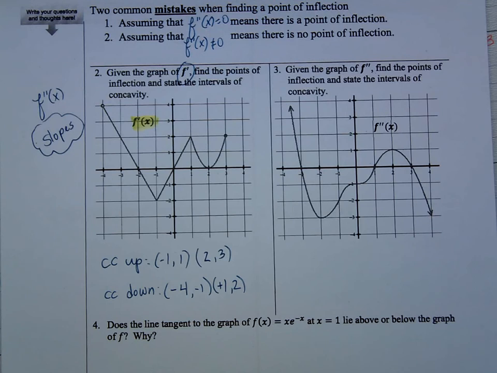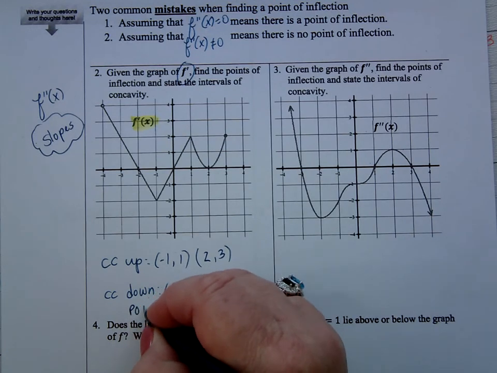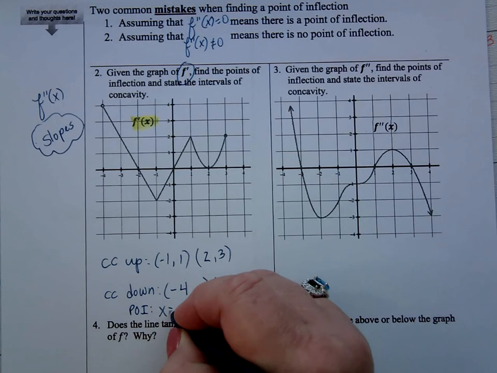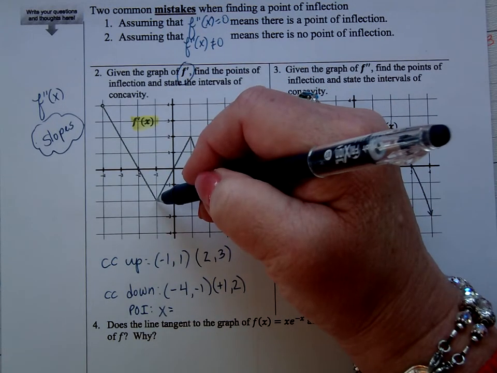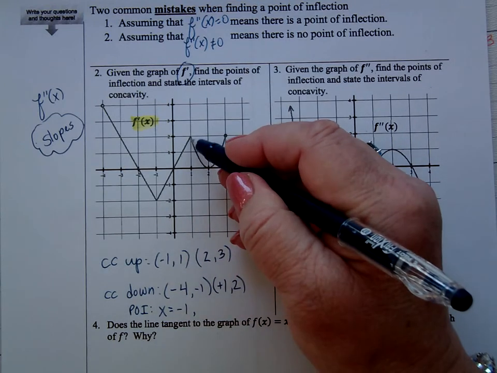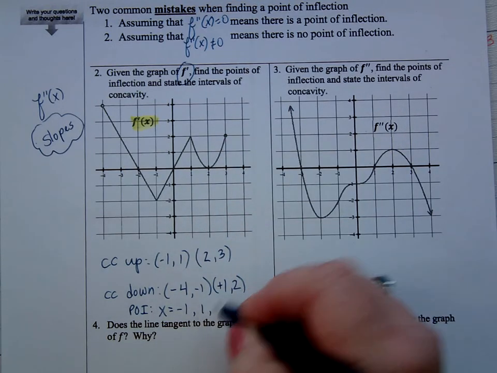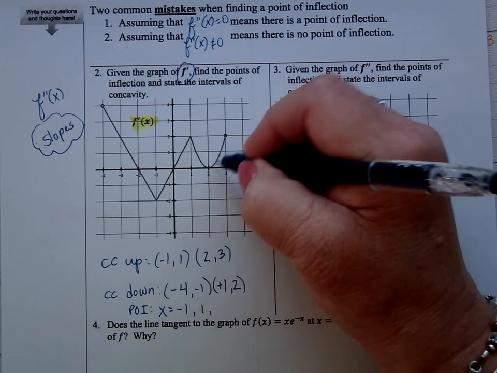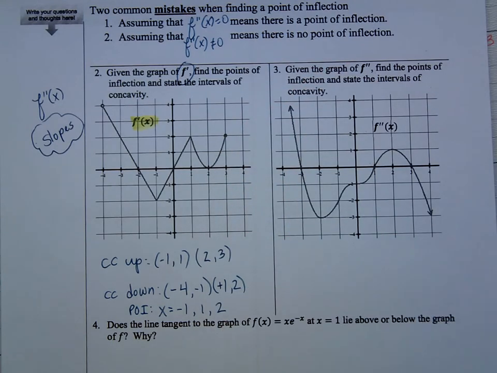Where did the slopes change signs? That's going to be my points of inflection. The first place, it went from negative to positive is at x equals -1. It went from positive to negative at x equals 1, and it went from negative to positive at 2. And so those are your points of inflection for this one.